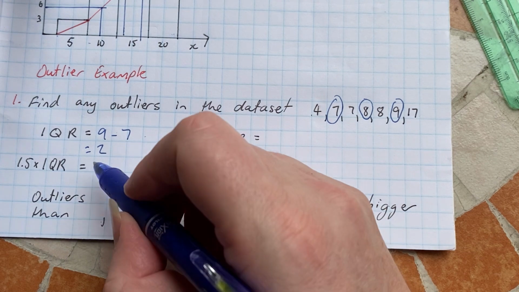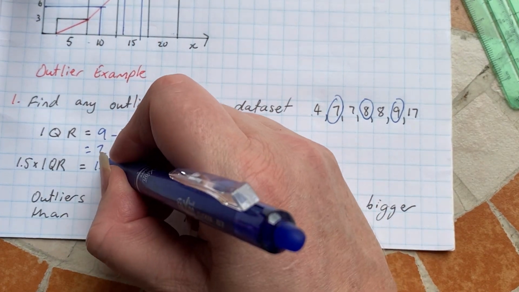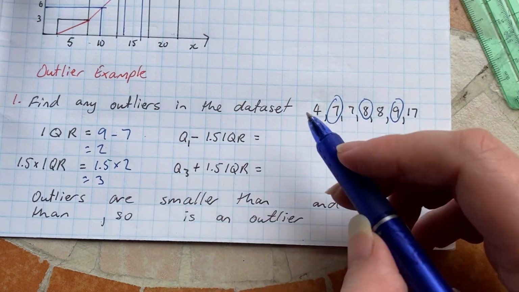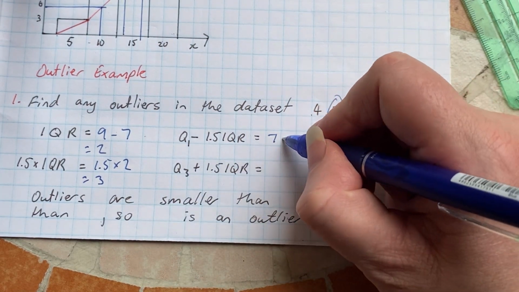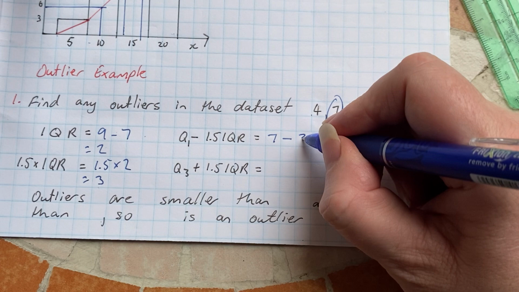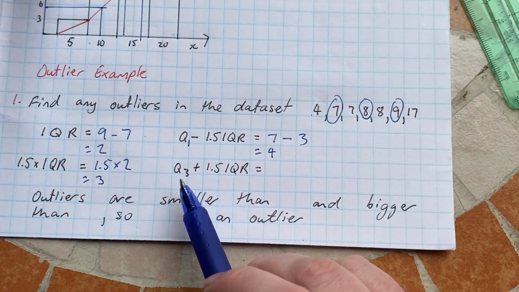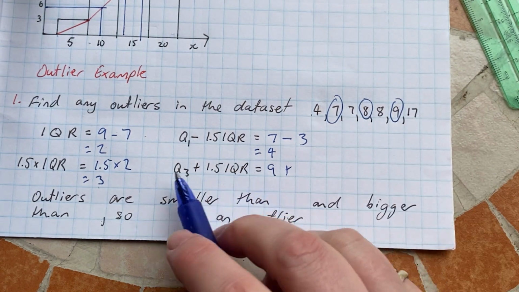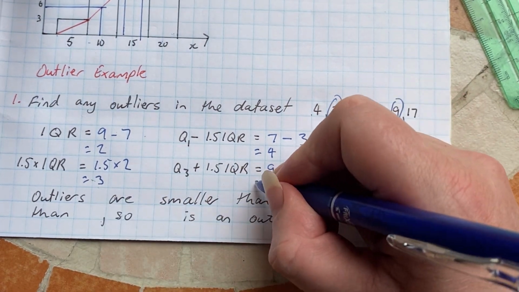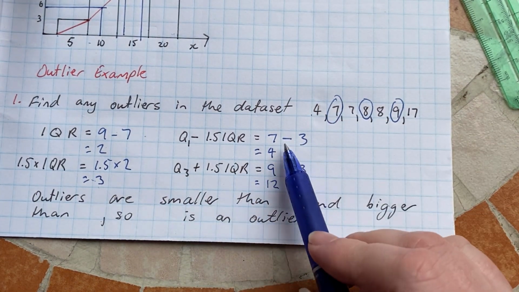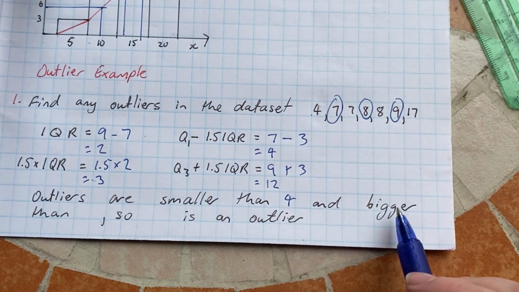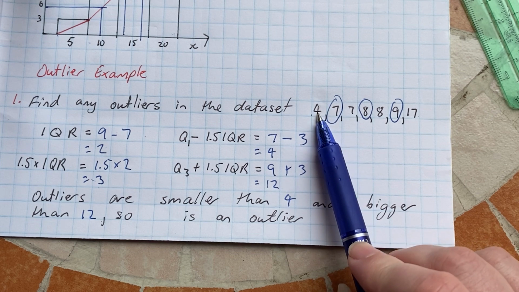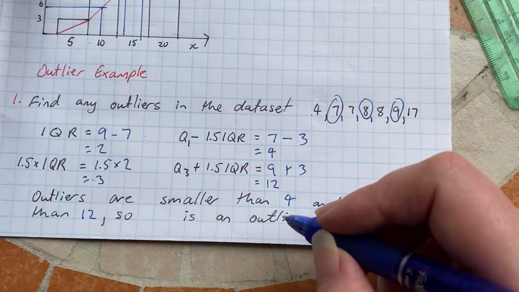1.5 times the interquartile range, so 1.5 times 2 equals 3. So Q1 is 7 minus 3 equals 4. And Q3 was 9 plus 3 equals 12. So the outliers are anything that is smaller than 4 and bigger than 12. So 4 is not smaller than 4, so that's not an outlier, but 17 is an outlier.